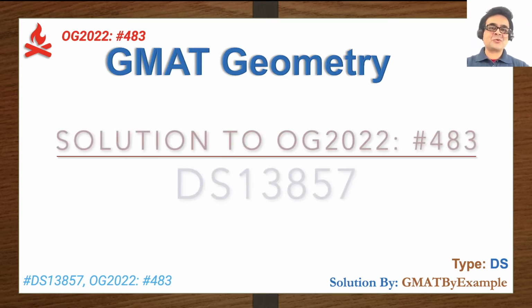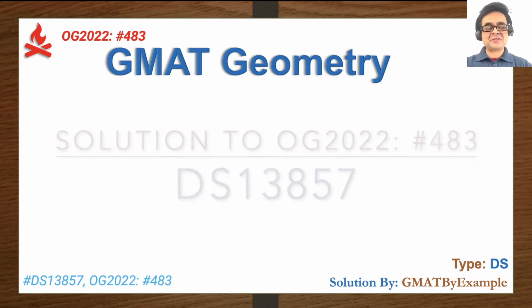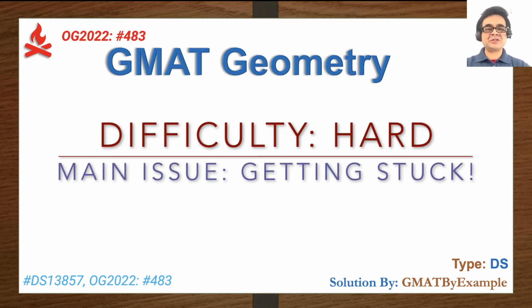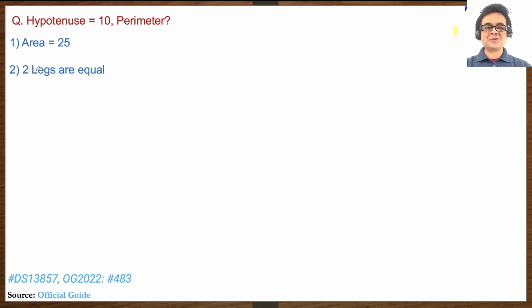Welcome to solution to question number 483 on Official Guide to GMAT 2022. This question also exists in other GMAT guides. Hence, you should look for question number DS13857. This is a difficult level question, and we are going to talk about why it is difficult, what makes it difficult, and how to get unstuck, because people do not make mistakes on this question but get stuck and move on, or do not know how to proceed and hence move on by marking an incorrect answer. So let's get started. We are going to jump straight into the solution of this one.